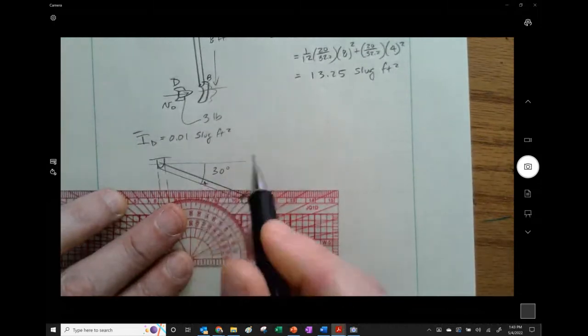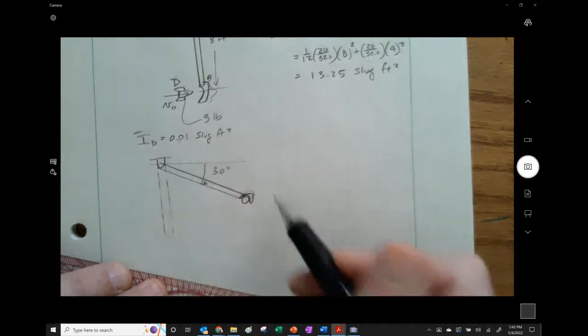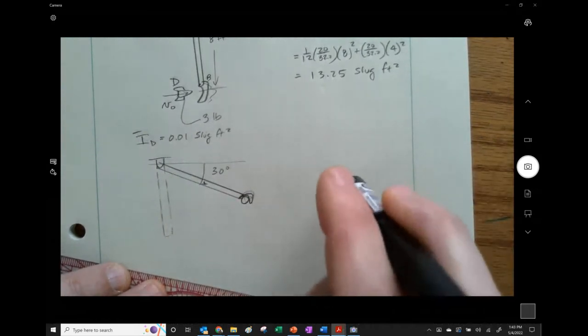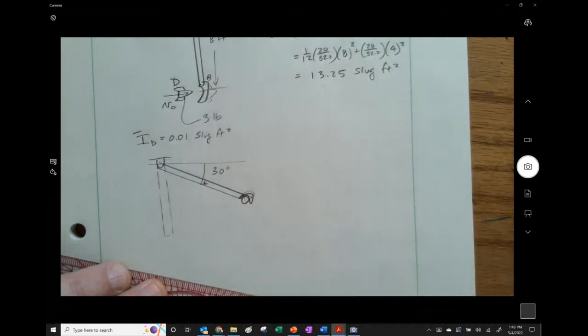So one thing we could do is figure out what the center of gravity is of the two things combined. Is there any benefit? Nah, it just makes it a little bit easier to do. Okay.